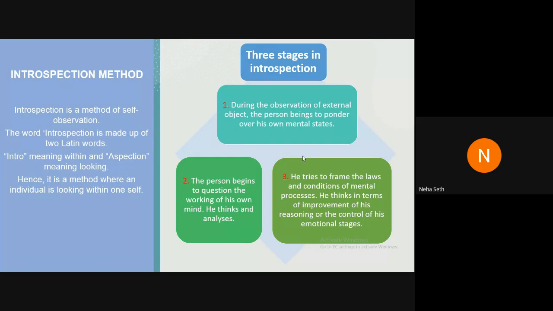During the observation of an external object, the person begins to ponder over his or her mental state. Suppose we are looking at one thing. What kind of feeling am I getting when I'm seeing one particular thing? Something that appears very pleasing to someone else may not look good to me. A painting that looks very bad to you may appear very good to me. I may enjoy one song, and another person may not enjoy that song.